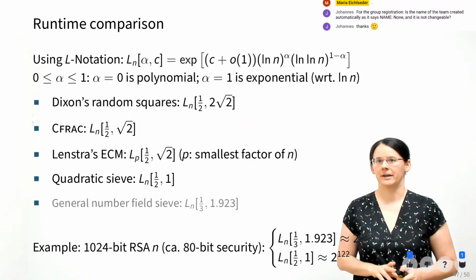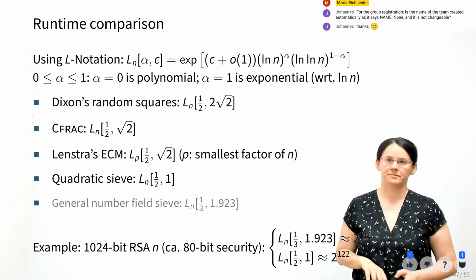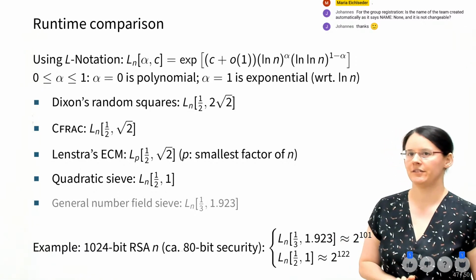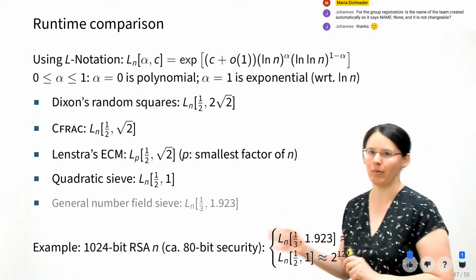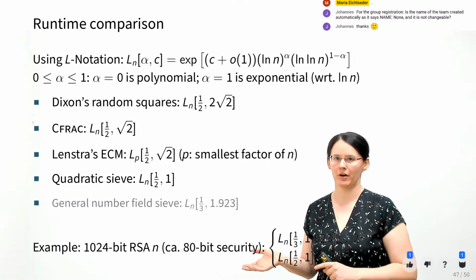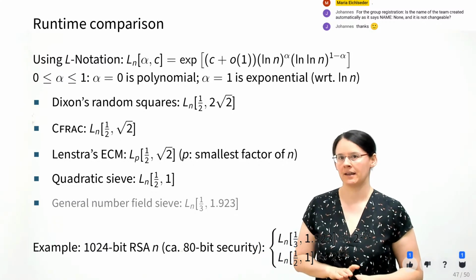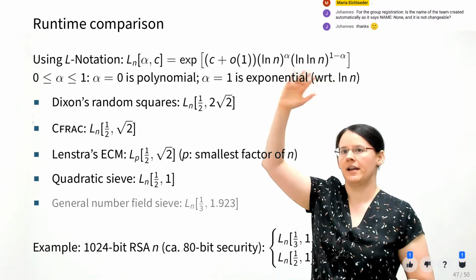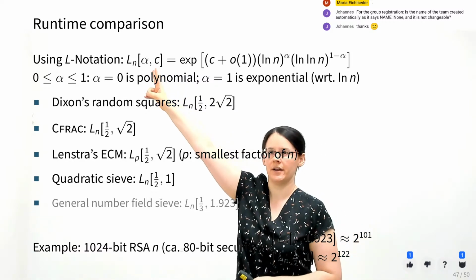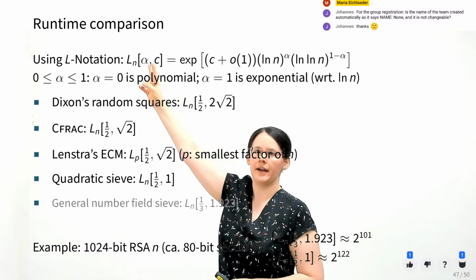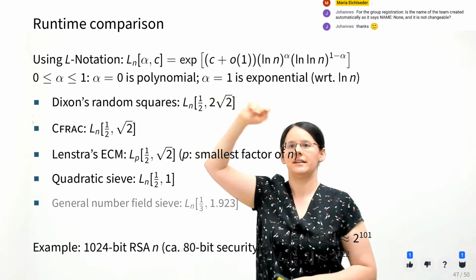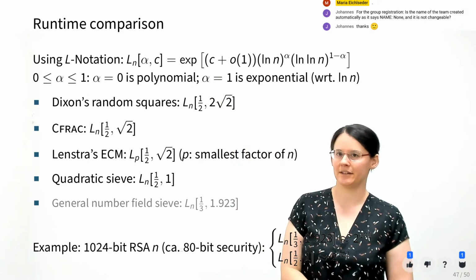So here we are, runtime comparison. The important thing is that most of these factoring algorithms are written in a very specific notation, because they don't have a simple exponential or polynomial runtime. They have something in between that's super-polynomial but sub-exponential. And these are always written in this special L notation here. The L notation has two important values in here, an exponent alpha and a constant c. And the asymptotic runtime is then as follows.